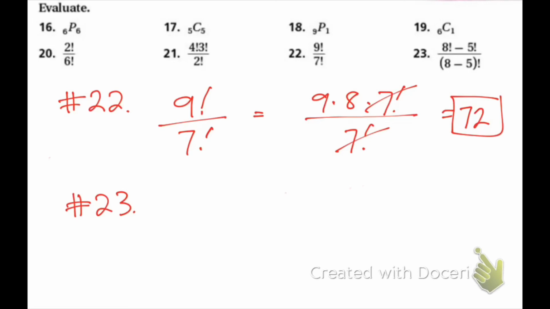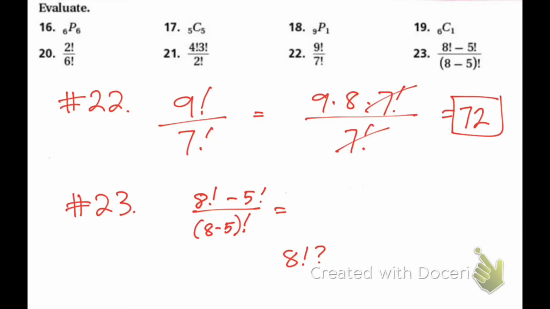Number 23, you have 8 factorial minus 5 factorial over 8 minus 5 factorial. Now this one is a good question to know because the top here, you have to solve individually. You can't combine like you would here. So what I'm saying is that you can't do 8 minus 5 factorial and then solve that factorial because these are individual factorials here. So you actually have to say, well, what's 8 factorial?